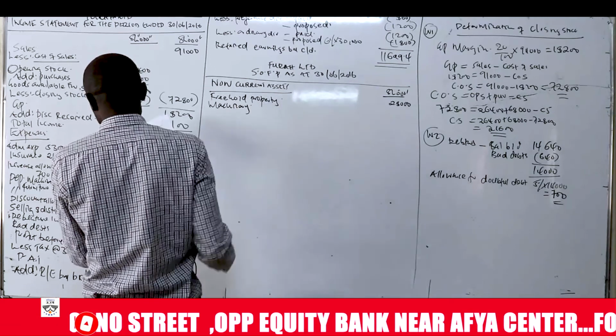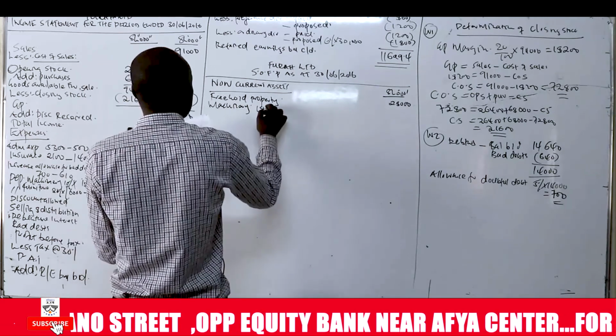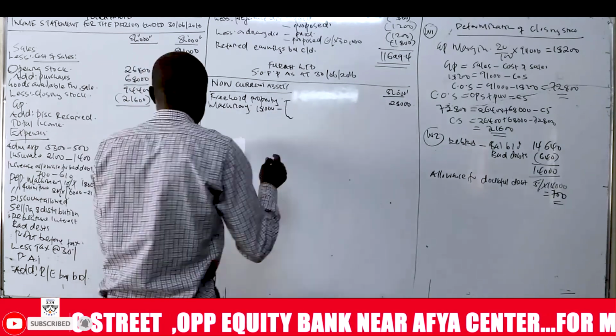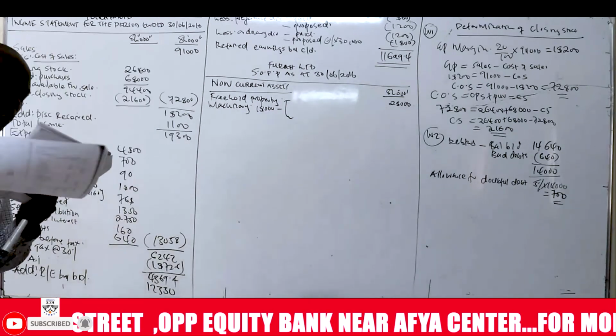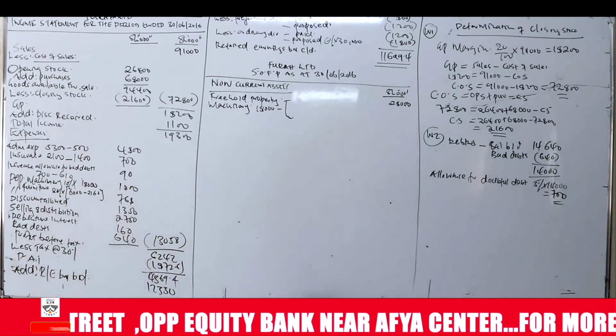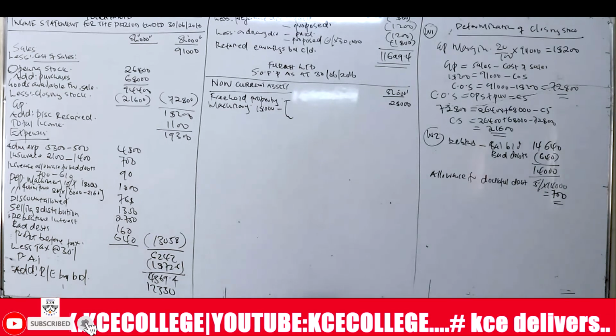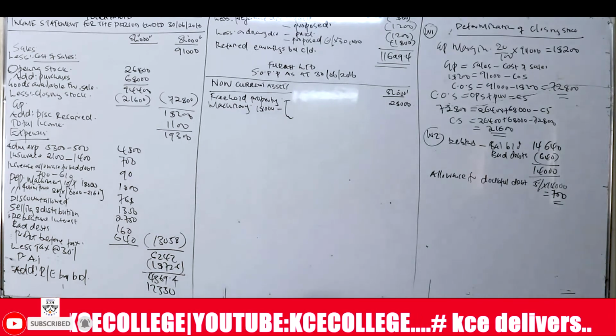What is the cost of machinery? 18,000 minus accumulated depreciation. Provision for depreciation of machinery is how much? 5,400. Yes. Yeah, which question?